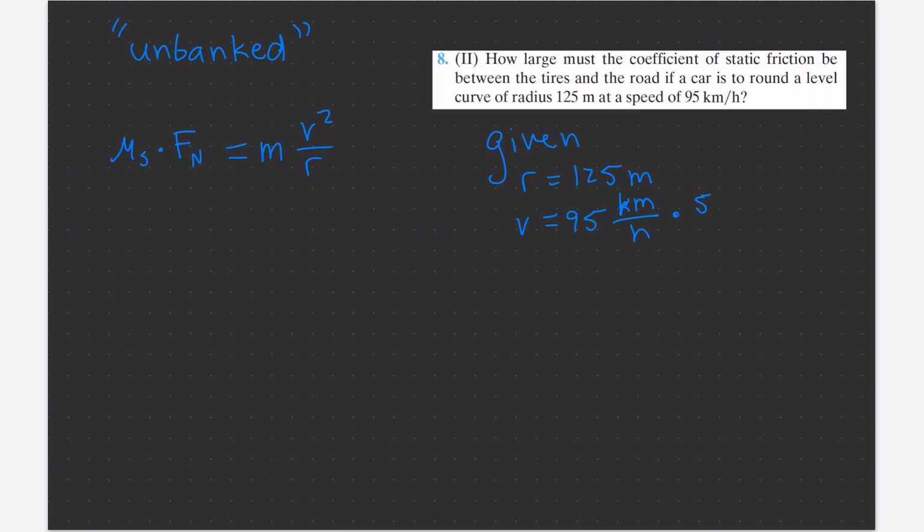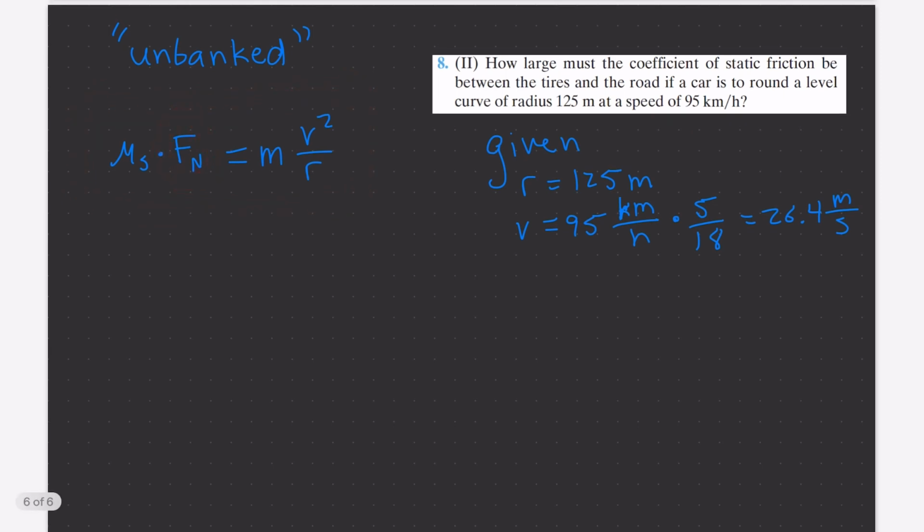It's going to be 5 over 18. And if I multiply 95 by 5 over 18 really quick in the calculator, I should get something close to 26.4 meters per second. All right, so what I'm given is velocity and radius, but I'm not given mass. So when I look at the equation that I've set up over here, I notice that I do have the normal force as part of the equation, but I'm not given the normal force either.